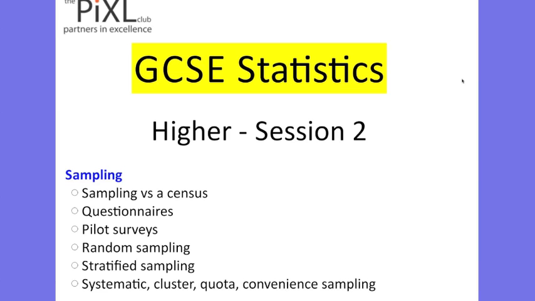Welcome to the GCSE Statistics Higher Session 2. This session is focused on sampling and consists of 6 subsections: sampling versus a census, questionnaires, pilot surveys, random sampling, stratified sampling, and systematic, cluster, quota, and convenience sampling.